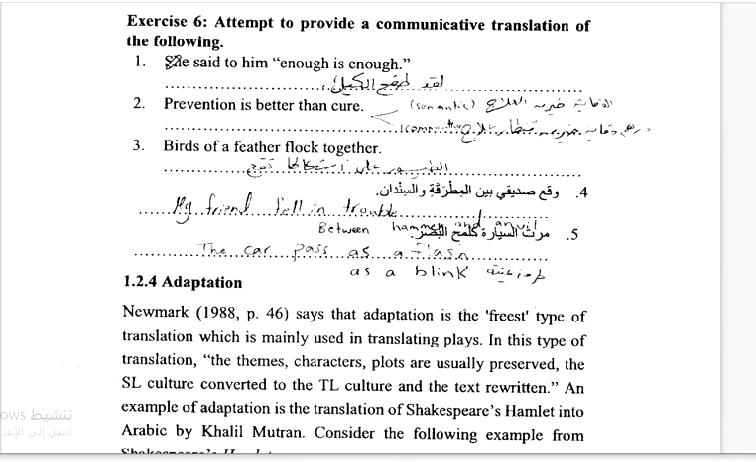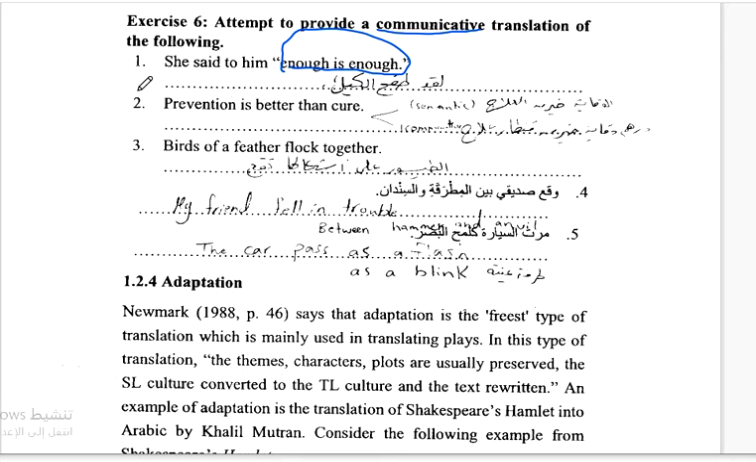And we discuss this example. For example, we say enough is enough. Now let's literally translate it. كفى يعني كفى, which communicatively means لقد طفح الكيل, بلغ السيل الزبا. Also, when we use communicative translation here, prevention is better than cure, we can say, for example, درهم وقاية خير من قنطار علاج.